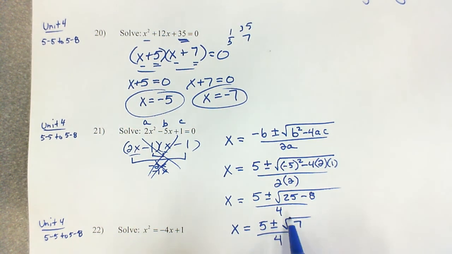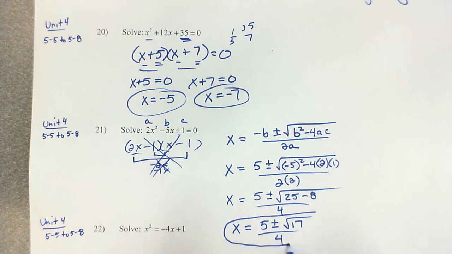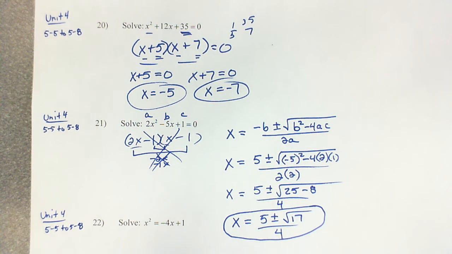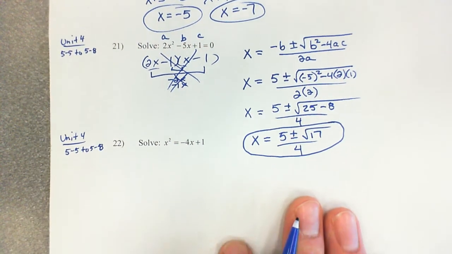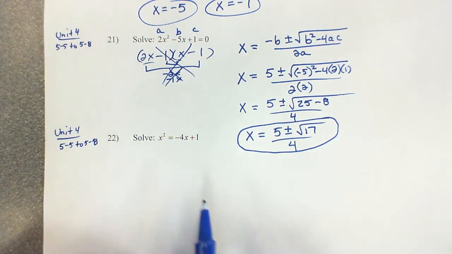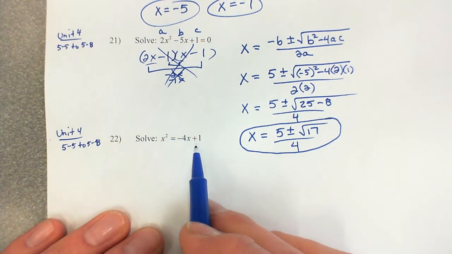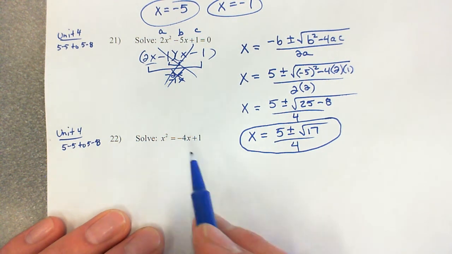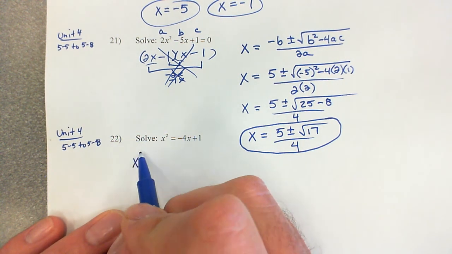And square root of 17 doesn't reduce, so there's nothing else you can do. There's your final answer. Okay. On the last one on this page, here we want to solve, but it's not set equal to 0 yet, so first thing we should do is try to set it equal to 0.